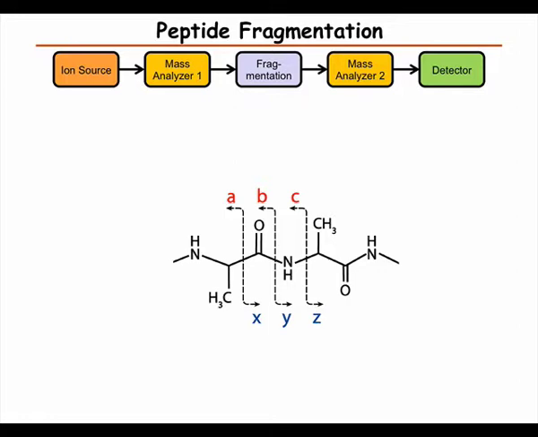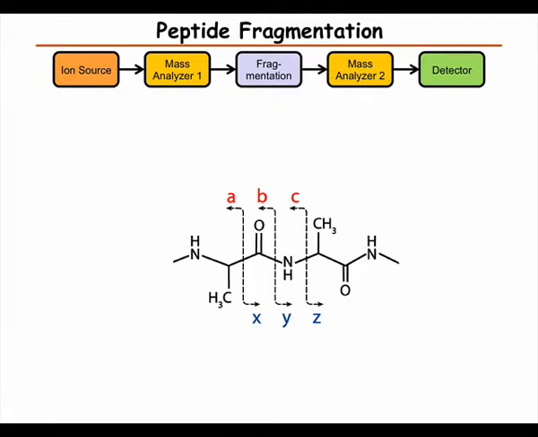Then we can add in an extra step, which is the fragmentation step. So now we've looked at data where we only measure peptide masses, but if we first have the ion source, we have one mass analyzer where we select peptides, and then we can fragment them and separate them out in the second mass analyzer to get a fragment mass spectrum.